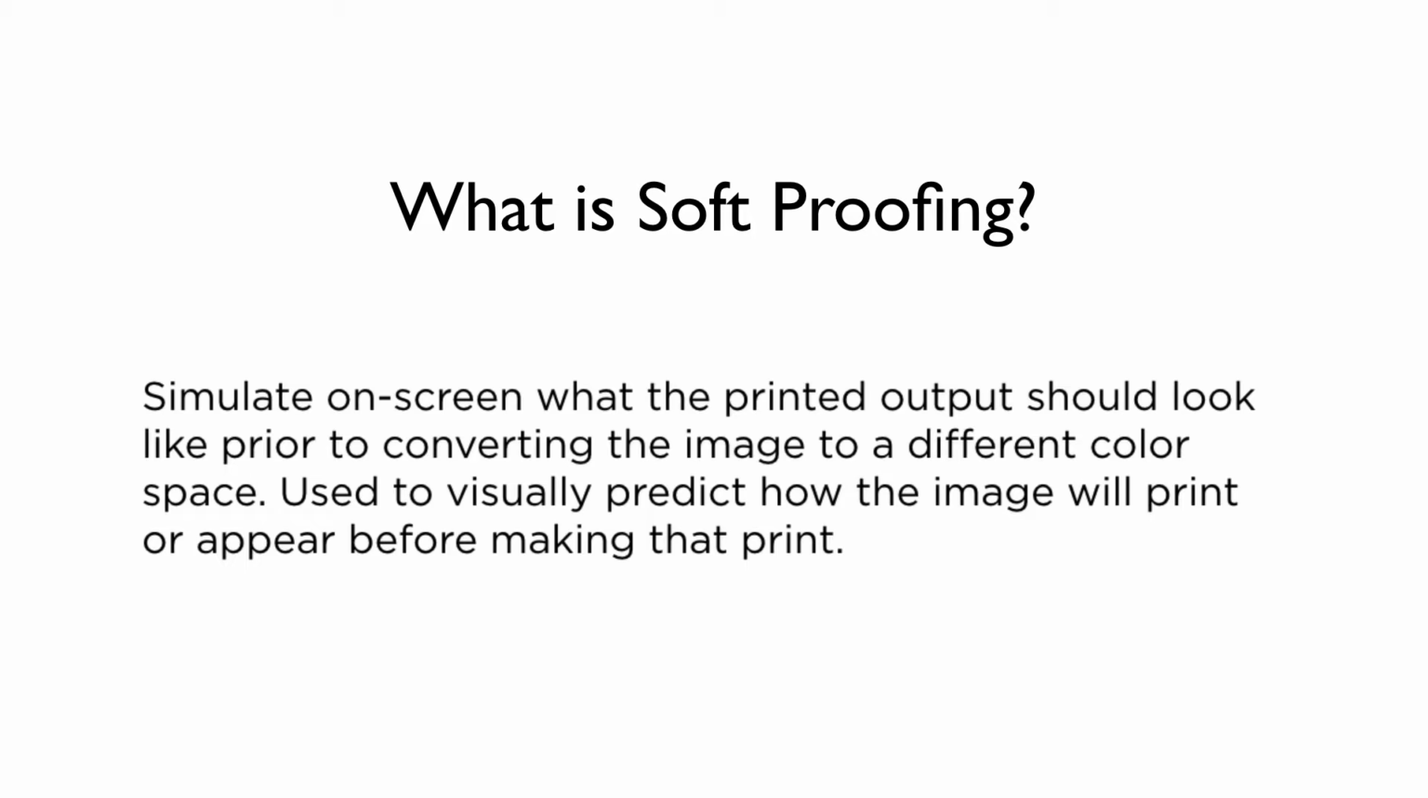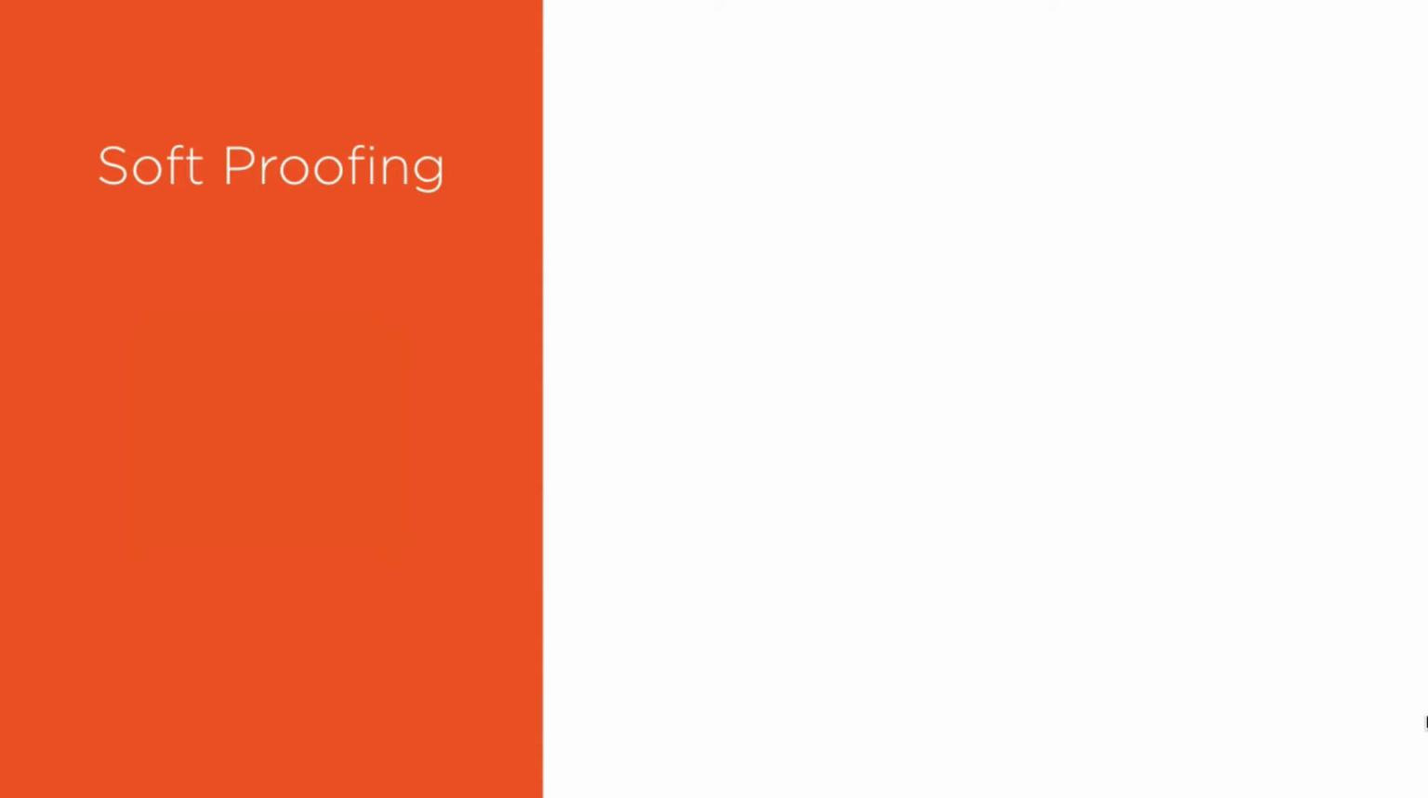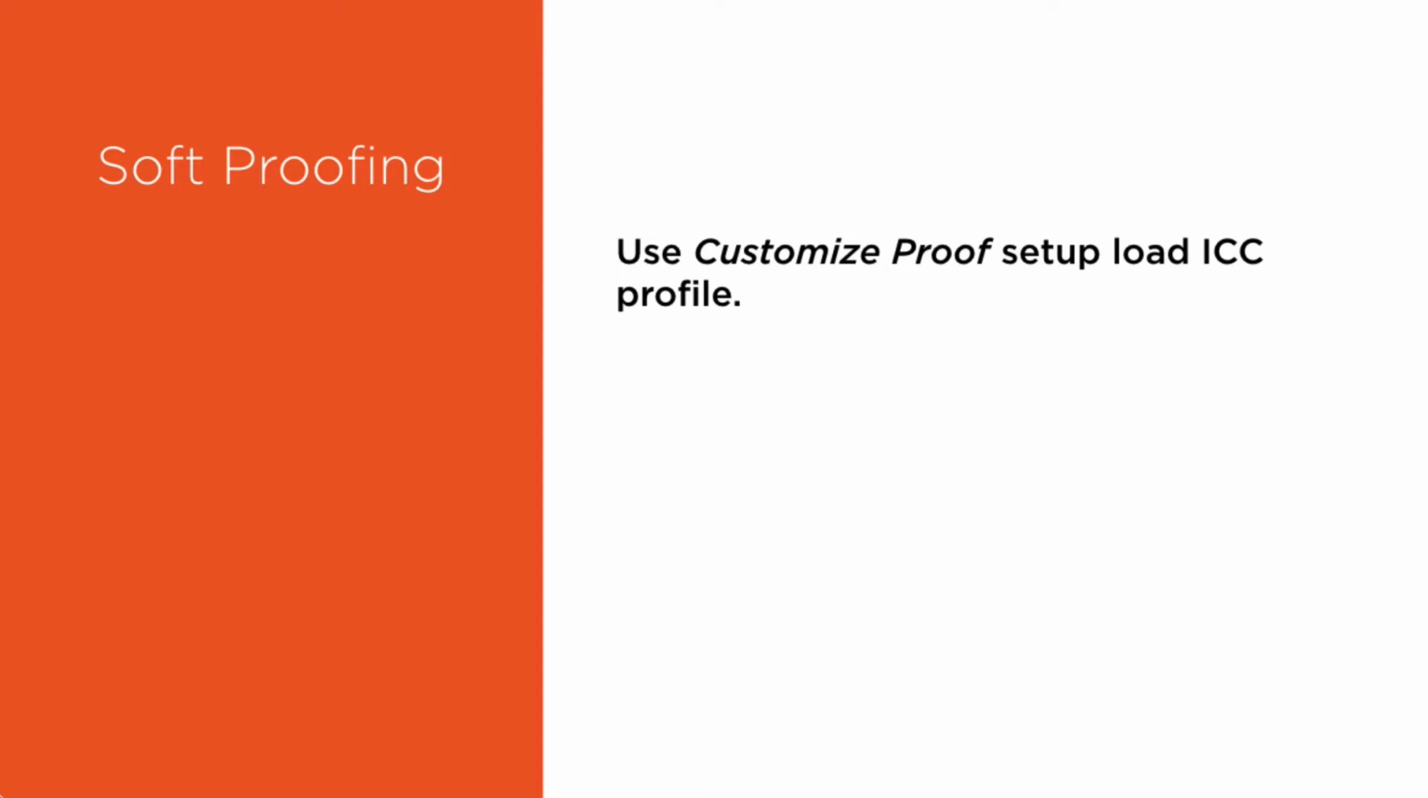So what we can do is work in our RGB working space. For example, we'll be demoing an image that's in Adobe RGB 1998, but before I actually convert it to the output color space, I can simulate on screen what that image is going to look like in a particular color space before doing so. And I can also simulate on screen how the different rendering intents are going to appear before I actually make that decision. So let's talk about soft proofing.